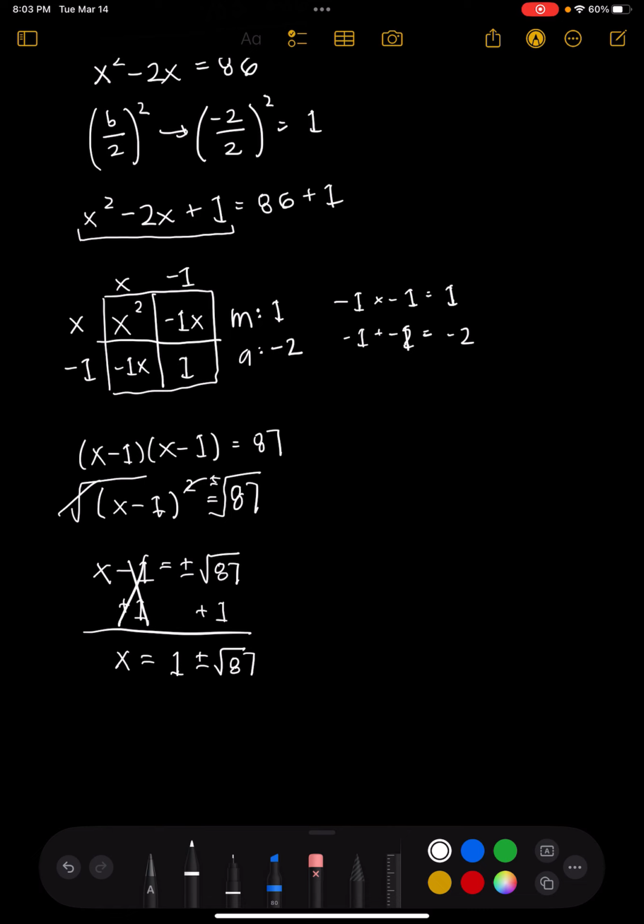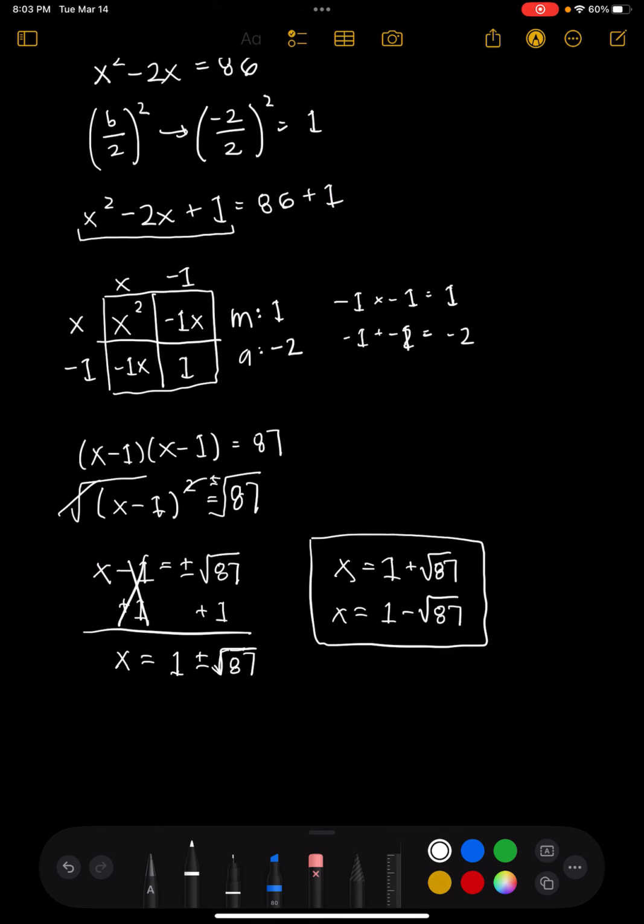And that's as simple as that square root will go, but we could potentially simplify that. If you were really nervous about simplifying it, you could also just plug it into a calculator and get the decimal version. But my two answers will be that x is equal to 1 plus the square root of 87, and then x is equal to 1 minus the square root of 87. Because remember, all of these questions will have two solutions, and this is how they're going to show up for this video.